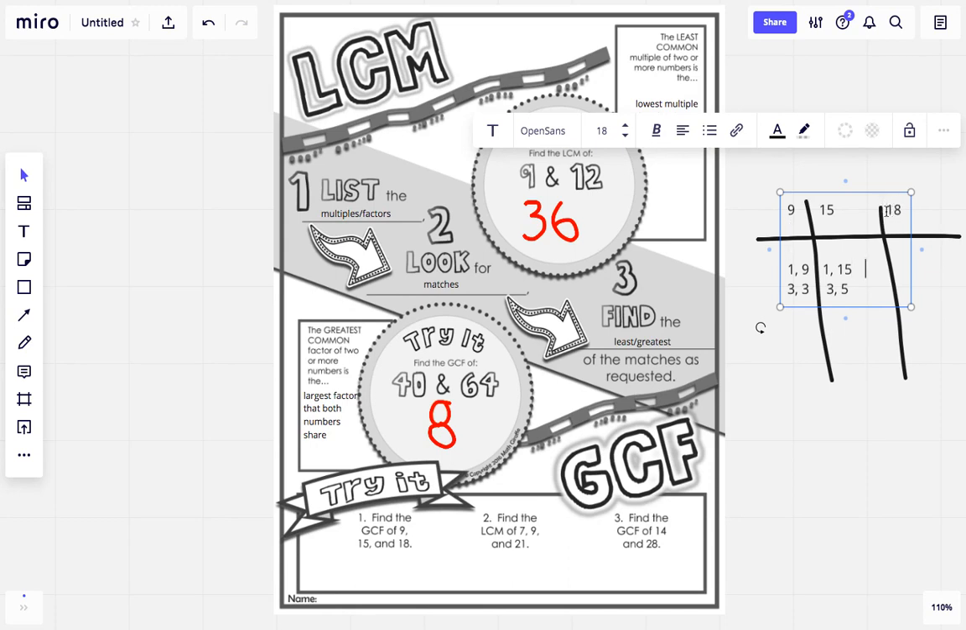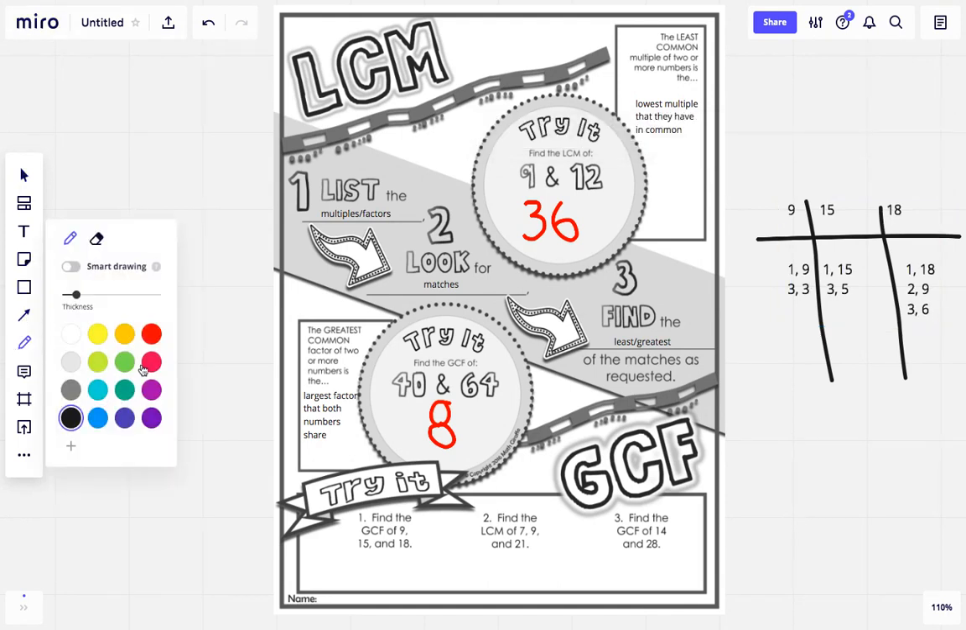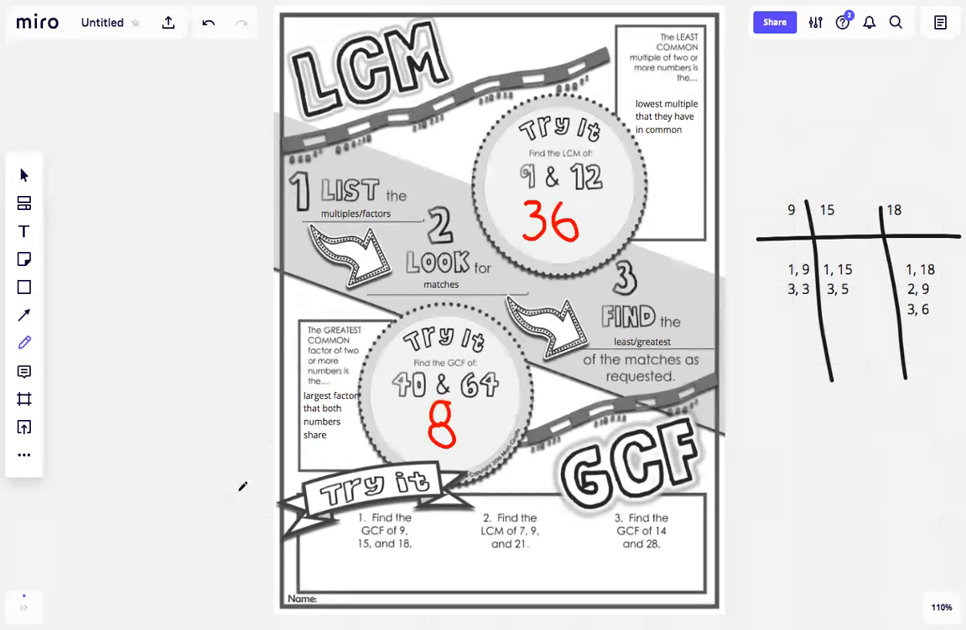And then for 18, we have 1 and 18. So we have 2 and 9. And finally, we have 3 and 6. So we've listed out our factors. And now we need to look for matches.